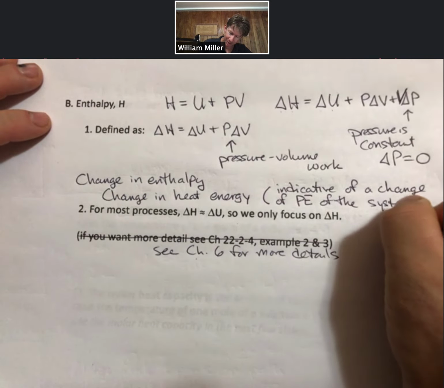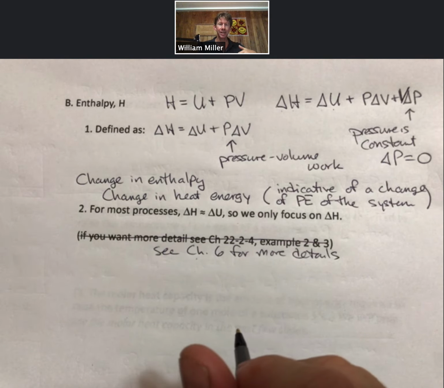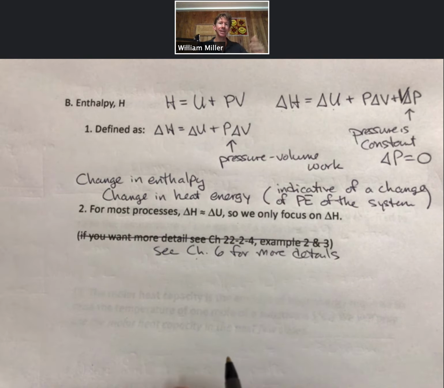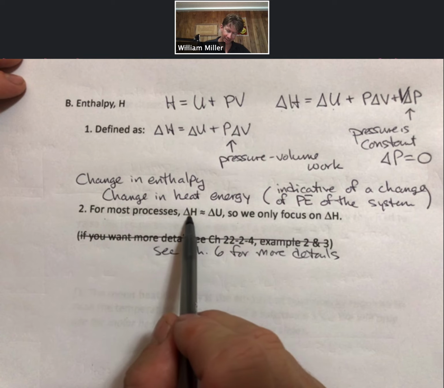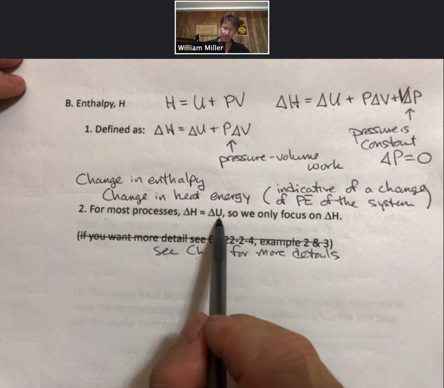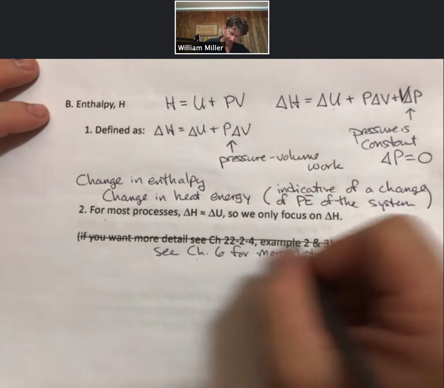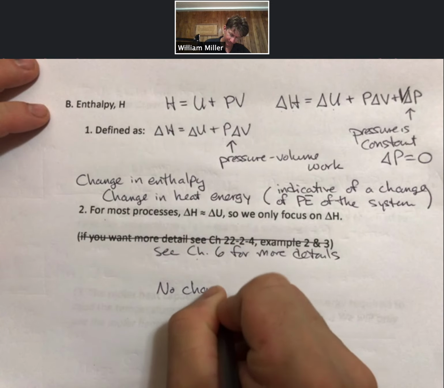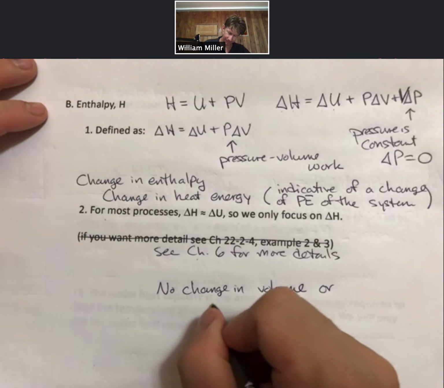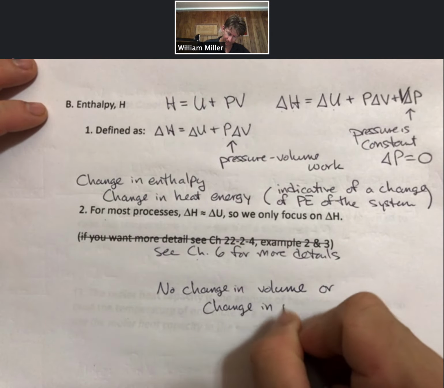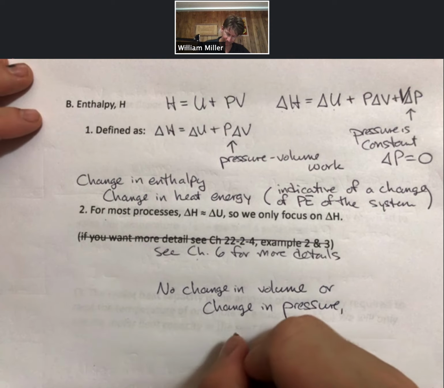So we're going to be able to say things about the system based on whether it gives off or takes in energy, and we're going to be able to say things about the bonds. That's where we're working towards anyway. For most processes, delta H is very close to delta U, and truly, when there's no change in volume or change in pressure, delta H equals delta U.